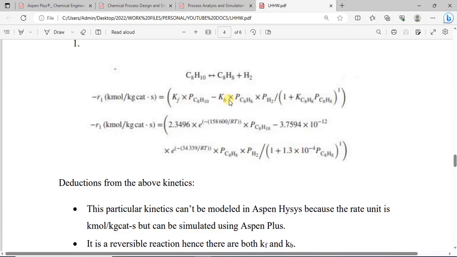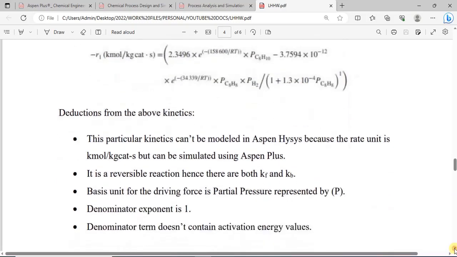Then you have the concentration basis, which is partial pressure, right? From our kinetic lecture, you would have noticed that we talked about concentration basis. The concentration basis for this particular rate expression is P, so we know that it is partial pressure. And then you have the denominator term here, and the denominator exponent is 1. These are some of the deductions you can make from this particular rate expression.